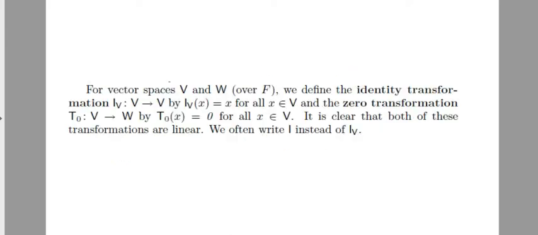Now for any vector spaces V and W over F, we define the identity transformation I_V from vector space V to V by the identity map I_V of x is equal to x for every x in vector space V. And we define the zero transformation T naught from V to W as T naught of x is equal to 0 for every x in V. Now we can clearly see that these two transformations are linear.